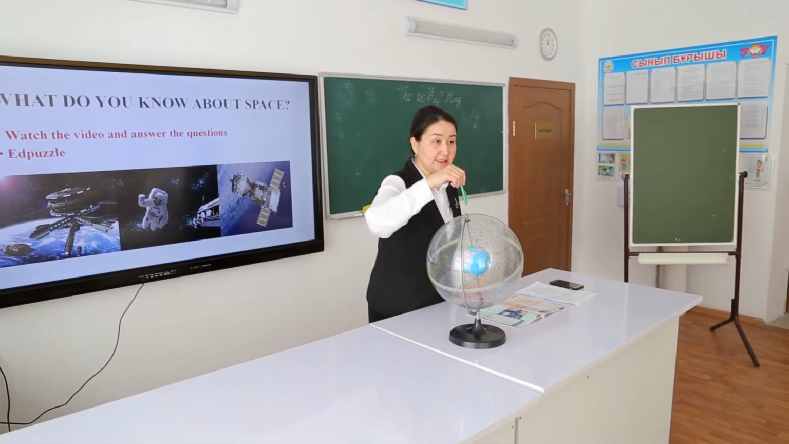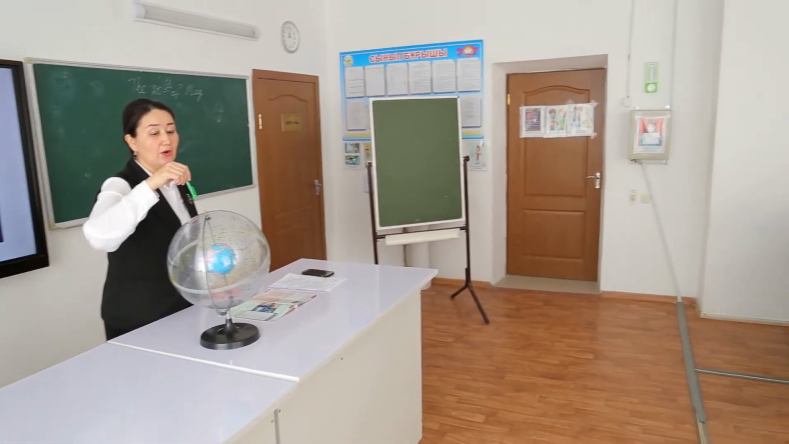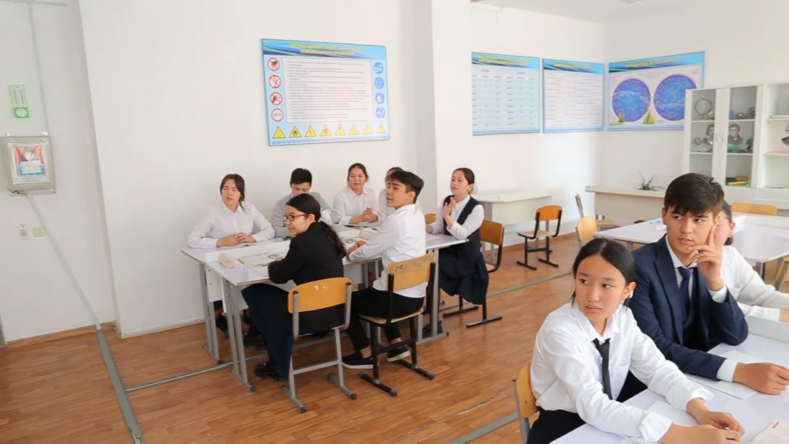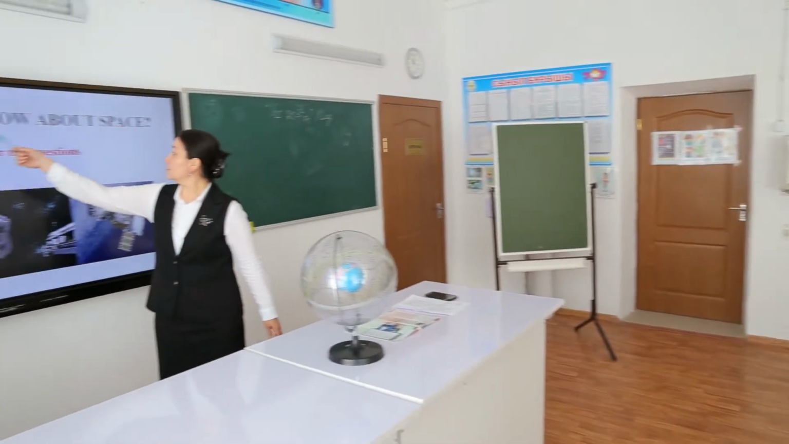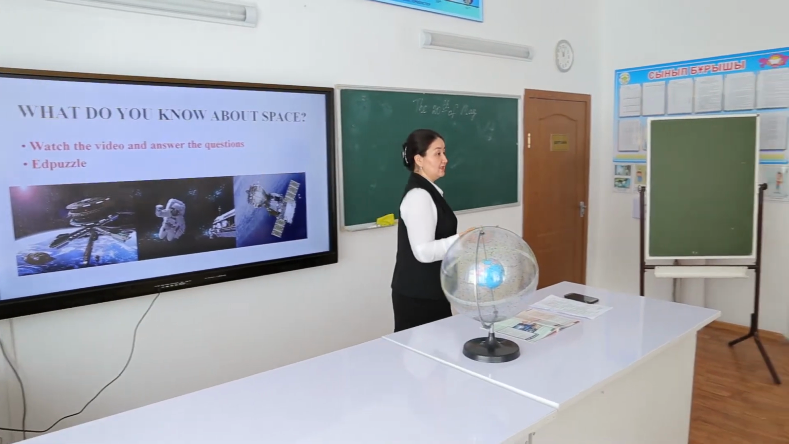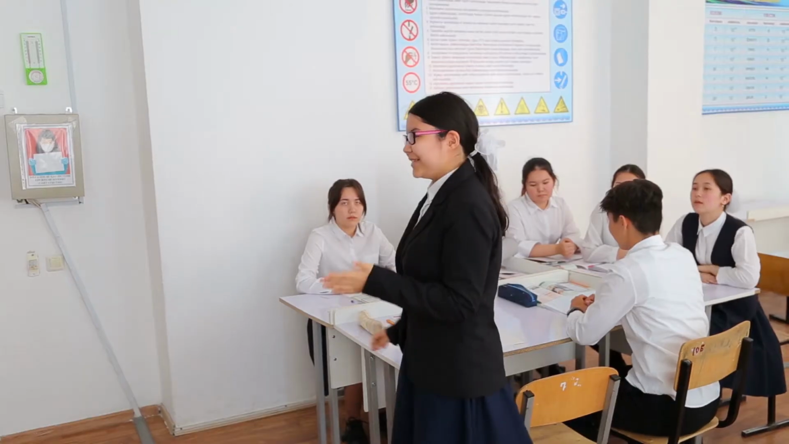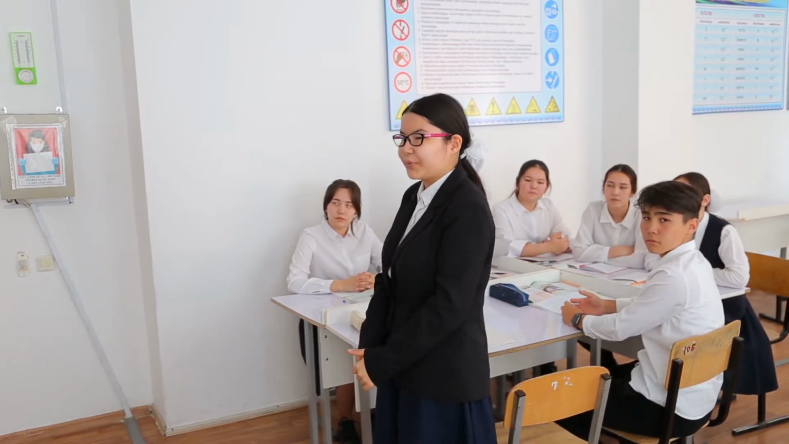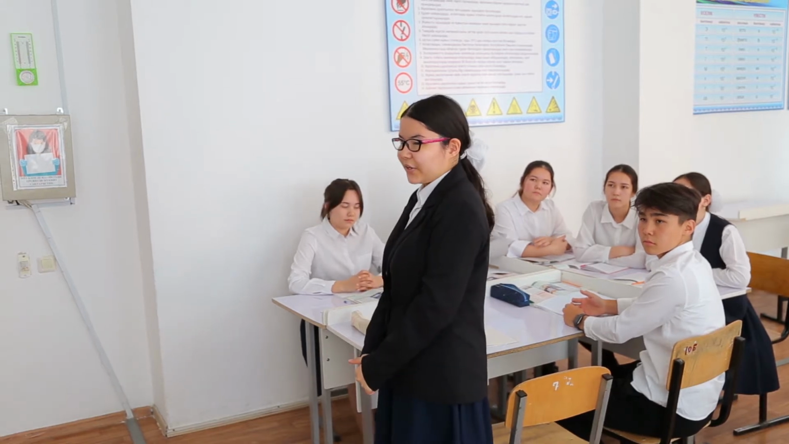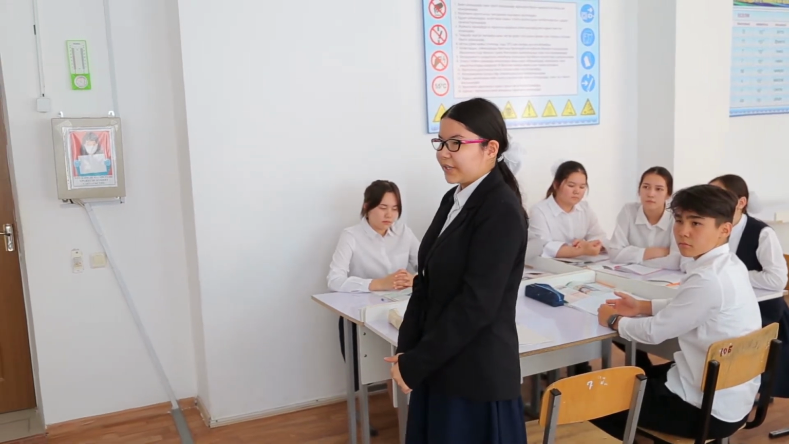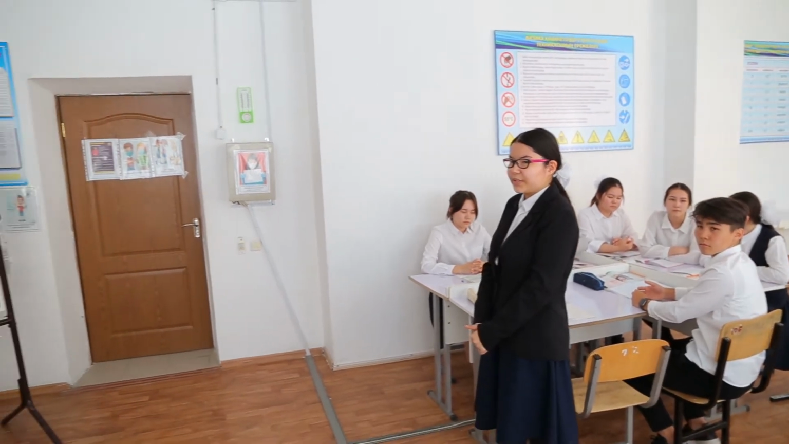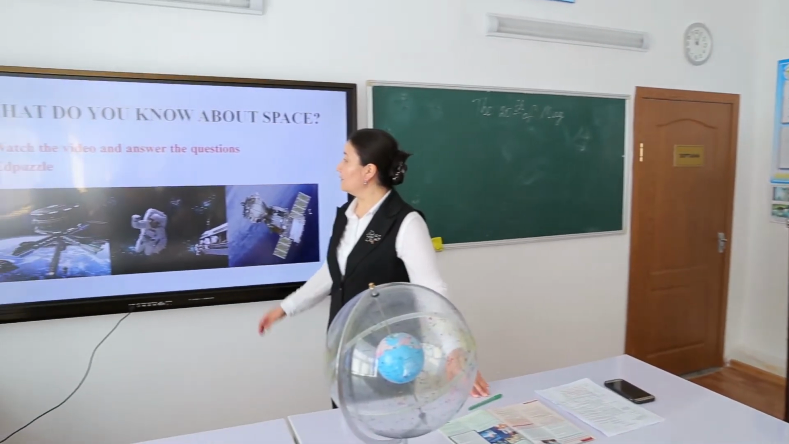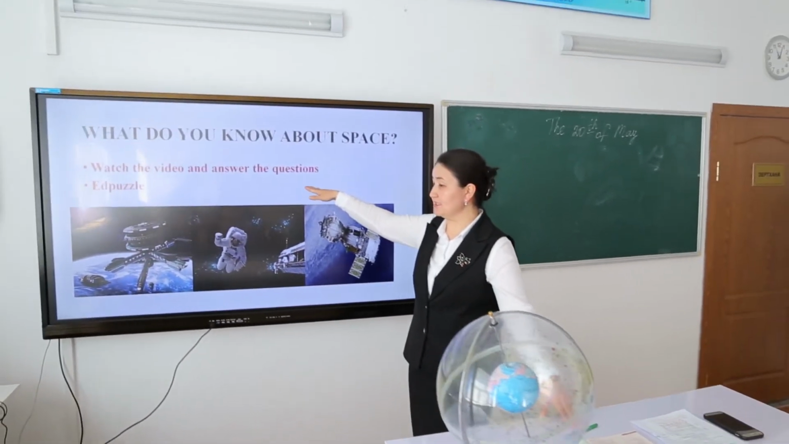What is it? Earth. Okay, and what is the area around the Earth? Space. Okay, and what do you know about the space? Please, who can say me? Ahmed, please. Space is almost a perfect vacuum, normally void of matter and with extremely low pressure. In space, sound doesn't carry because there aren't molecules close enough together to transmit sound between them. Okay, thank you. And let's watch the video and answer the questions about the space.